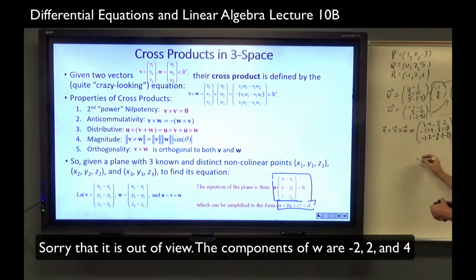I will check this in Mathematica to see if we got the right answer here. So this is 8 minus 16 is negative 8. Inside here we have negative 4 plus 16 is positive 12, but the minus sign makes it negative 12. And here we have negative 2 minus negative 4 is negative 2 plus 4 is 2. So it looks like that's a normal vector.